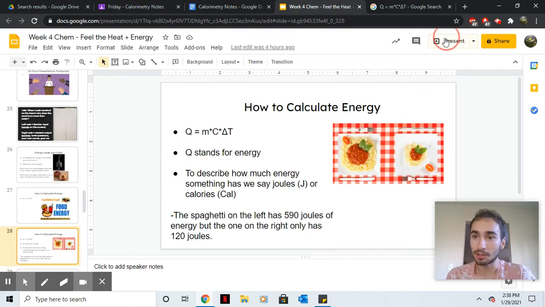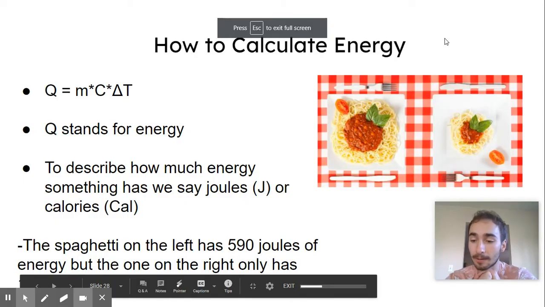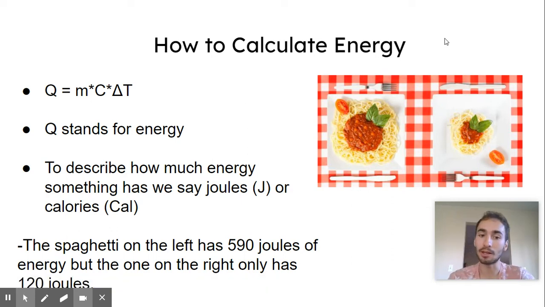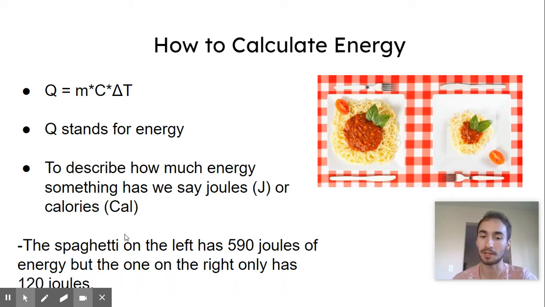First letter I want you to know is Q. Q basically means the amount of energy. So to describe how much energy something has, we either say it has this many joules or this many calories. We usually use calories for food, joules for everything else, like electricity or for heat. That's all joules.